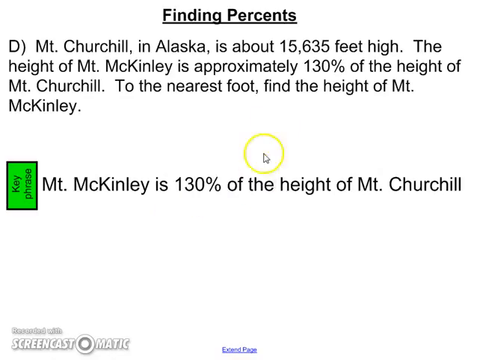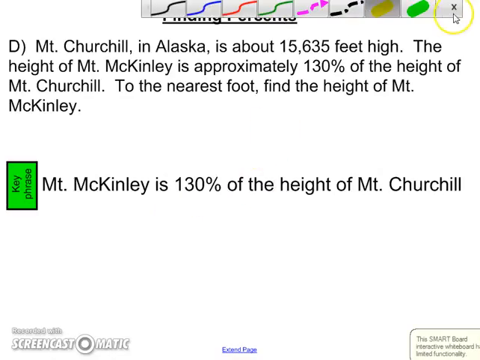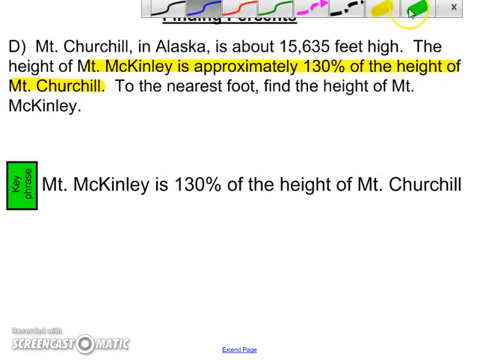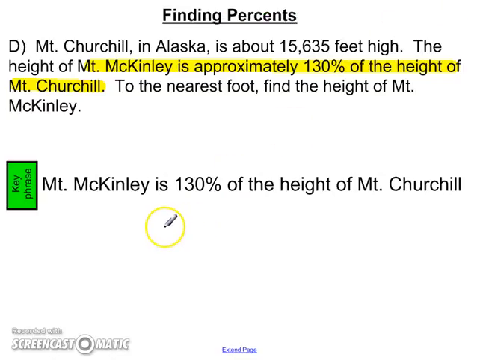In this particular case, let me go highlight it, and I've paraphrased it here. It's this part right here: the height of Mount McKinley is approximately 130% of Mount Churchill. That phrase tells me what to do if I recognize the mathematical meanings of the words. First of all, Mount McKinley is, well, "is" means equal to 130%. As a decimal, we'll want to translate that. "Of" is multiply.